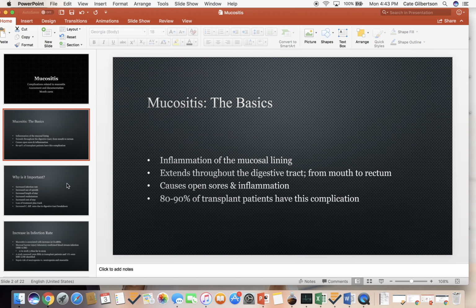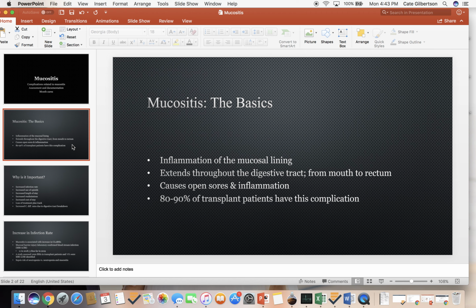So not only can mucositis cause the mouth sores that can get infected, but it can also cause an inflammation of the airway. So that's why some of our patients have respiratory concerns as well, due to the inflammation of this mucosal lining. In articles that I researched, 80 to 90% of transplant patients have this complication. So this is something that affects most of our patients.